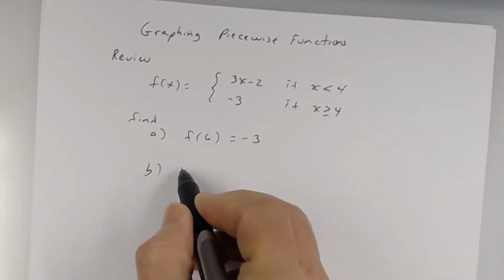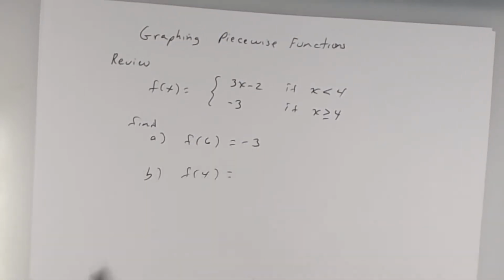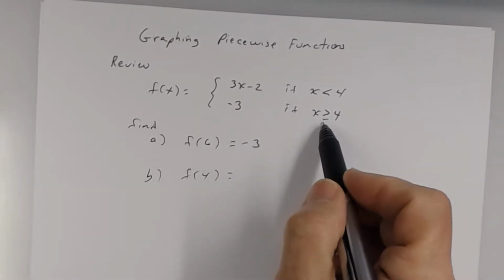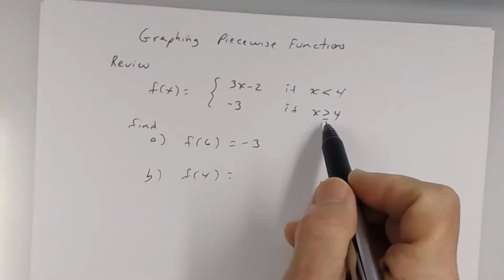And then the b part, what is f of 4? Which one do I use for that one? The top one or the bottom one? The bottom one, because that's the one that says x can also be what? 4.